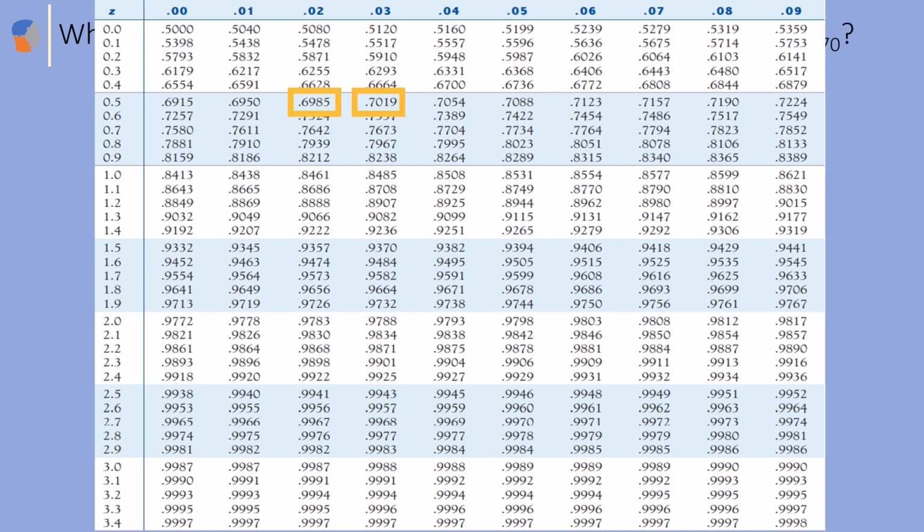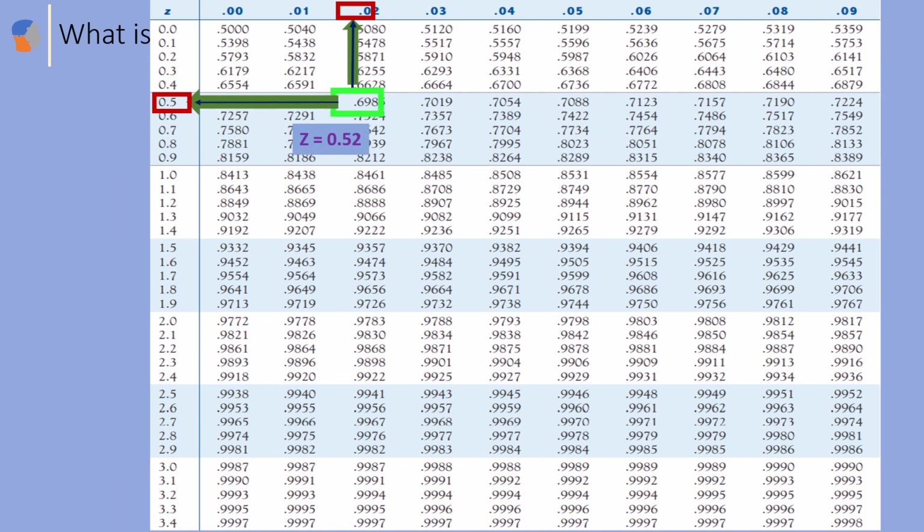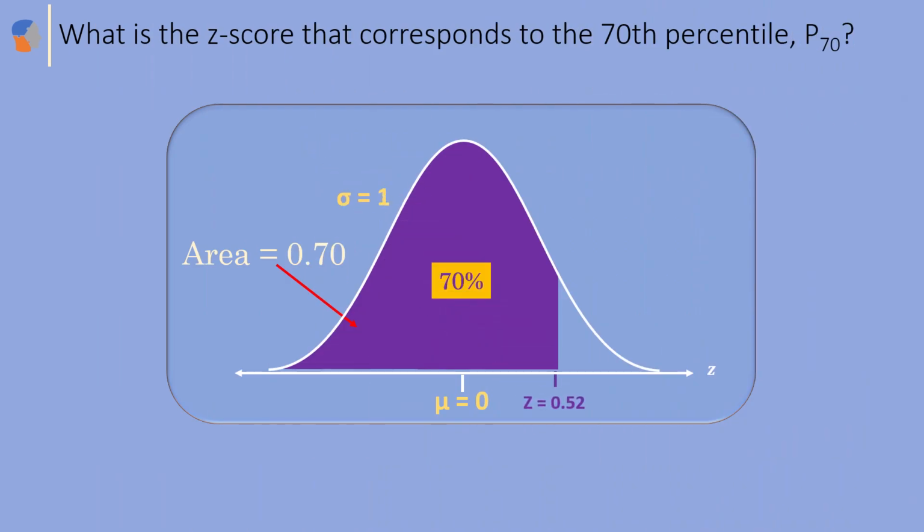No, we cannot find the exact number 0.7000, but we can find the closest one. There are two numbers. One is less than 0.7 and the other one is greater than 0.7. So, which one is the closest number? Here, 0.6985 is the closest number to 0.7000. Now, find the corresponding z value for this number, that is 0.52. Therefore, the 70th percentile is 0.52. That means P70 is 0.52.